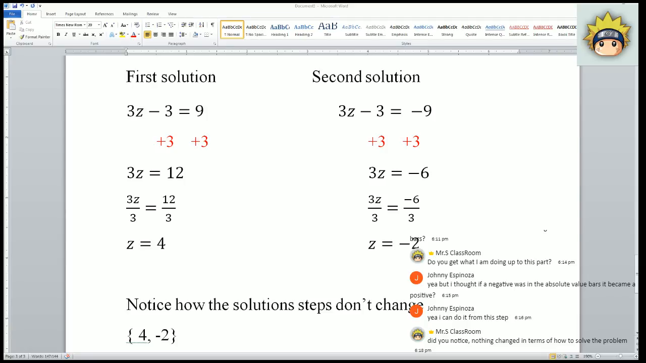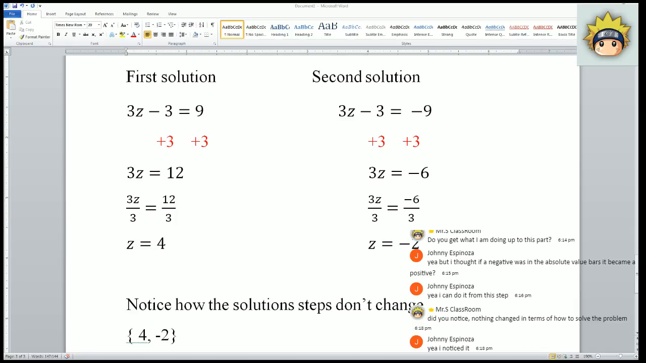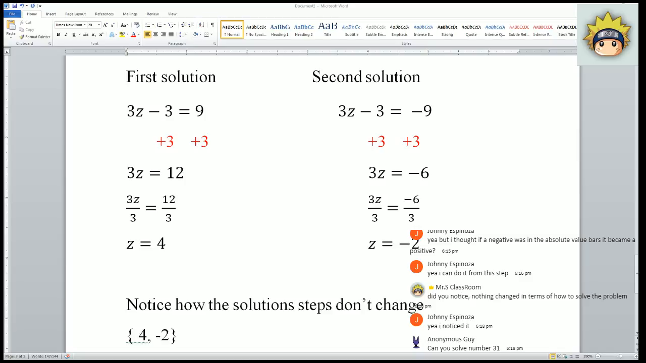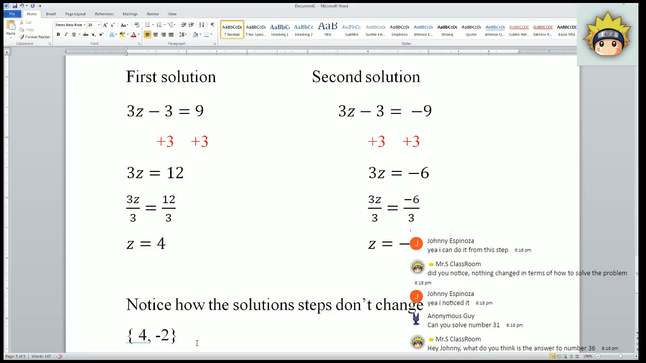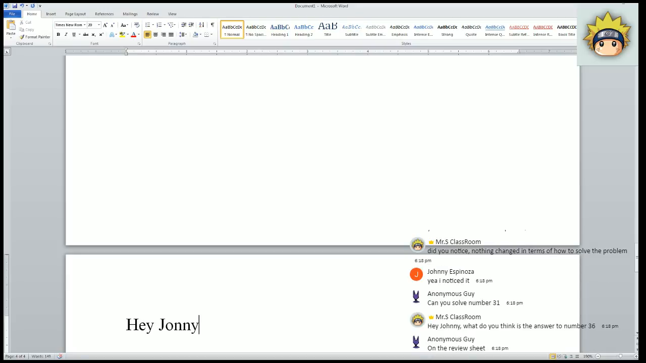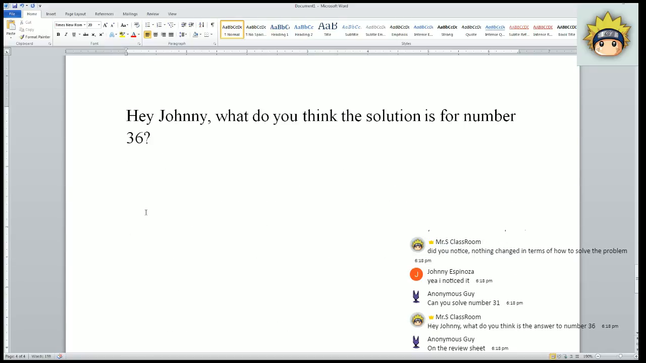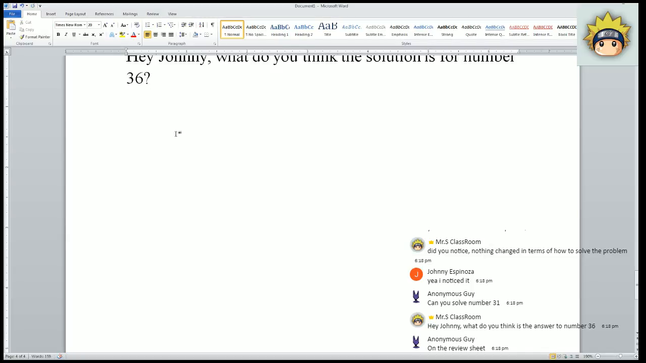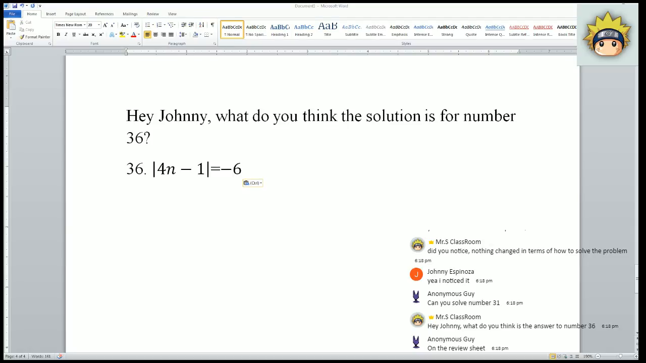Let's ask Johnny. Hey, Johnny. What do you think the solution is for number 36? Hold on, we're gonna ask. Well, I will go over number 31, but I want to ask Johnny about number 36. I will do number 31 after this, okay? But let me ask Johnny this question.